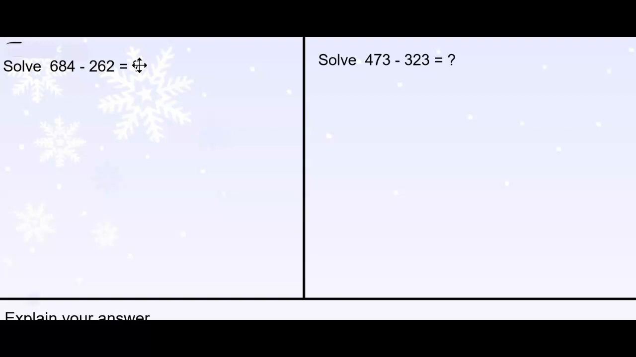Okay, boys and girls. First, let's identify the place value of each number in our equation. Let's look at 684 first. What place is the 4 in? Yes, the ones place. How about the 8? You've got it. It's in the tens place. And then the 6. What place is that in? Yes, it's in the hundreds place.